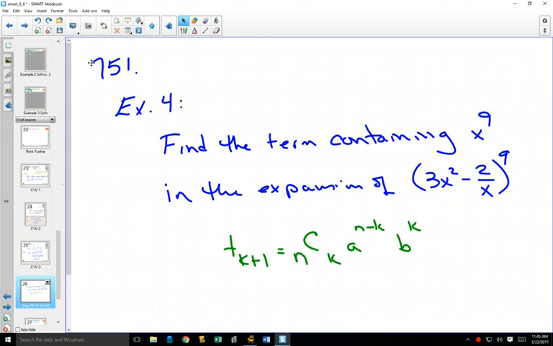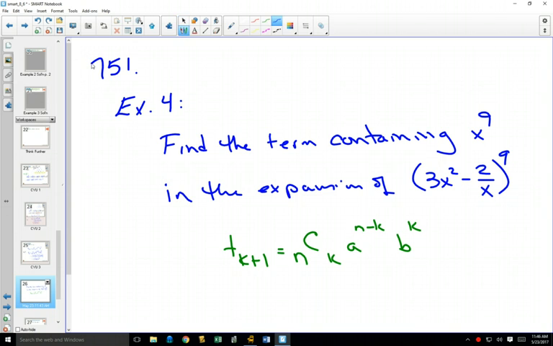So what we're going to do is try and figure out which term has an x to the 9, and we're going to look at a couple of different strategies for doing that. Once we find out which term it is, then it becomes just like the last question, where we know k, we know n, we plug in everything and simplify, and it's not too bad. But the hard part is going to be finding out which term has the x to the 9.